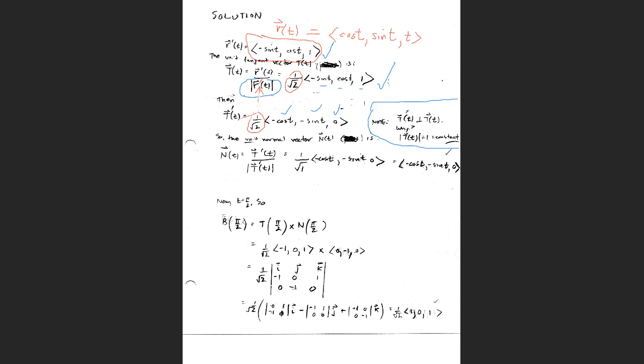But in order to find the equation of the osculating plane, I need to find the unit normal vector also. Well, the unit normal vector is defined, of course, as the derivative of the unit tangent vector over the length of the derivative of the unit tangent vector. And let me just see here.